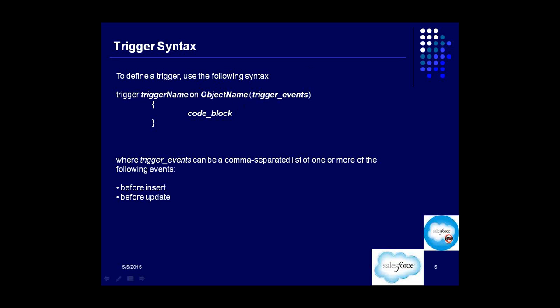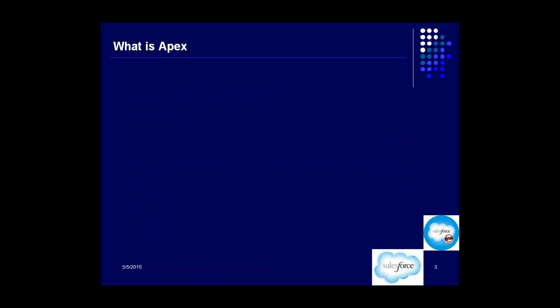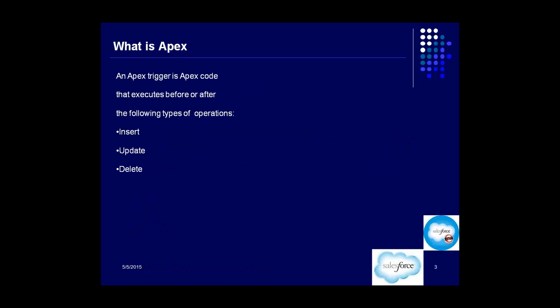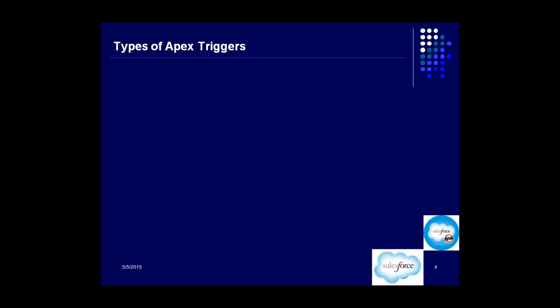Before update, if you use the before update event, then the code will get executed before a record is updated in this object. Before delete, so before delete will work before you delete a record. After insert, after update, after delete. Okay, so we just saw that we have 4 types of operations which triggers work with. If you go to the previous slide, you see insert, update, delete and undelete. So 4 types of events we have, right?